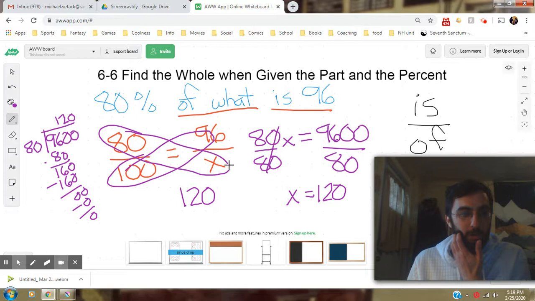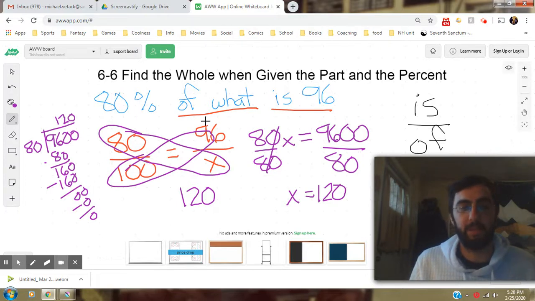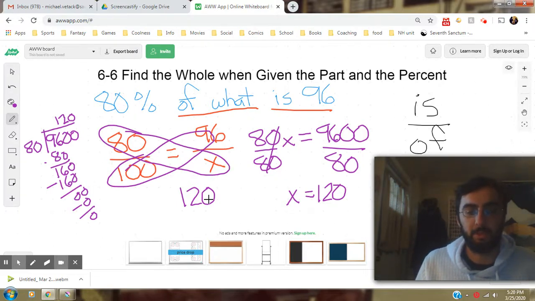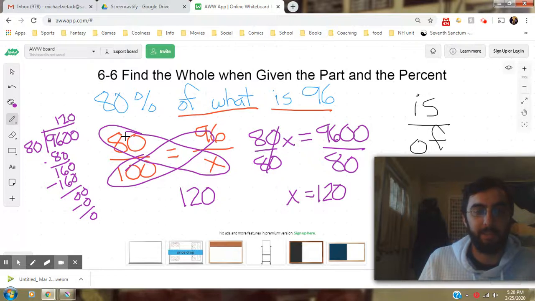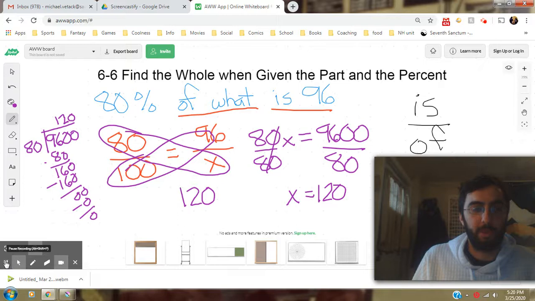So again, this works no matter what types of numbers you're given. If I was given the 96 and the 120, I'd be looking for the 80. So this would be blank, and I would have 96 over 120. I would still do cross multiplying. If I didn't have the 96, I knew 80% of 120 is what? Same thing. The 120 would be here, and I'd solve for that. All right, so we'll do one more and then finish this one up.